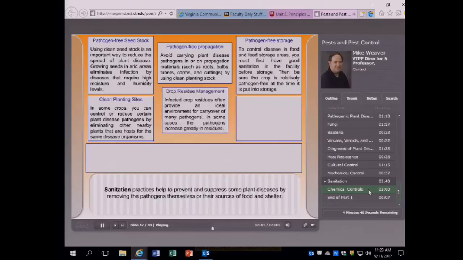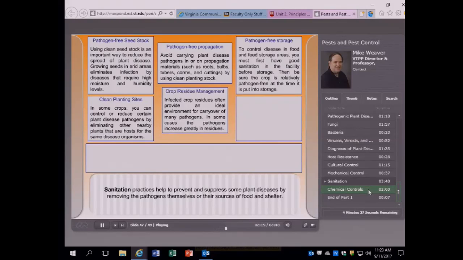Removing crop residue. Infected crop residues often provide an ideal environment for carryover of many pathogens. In some cases, the pathogens increase greatly in residues. Three basic techniques are used to manage crop residues.